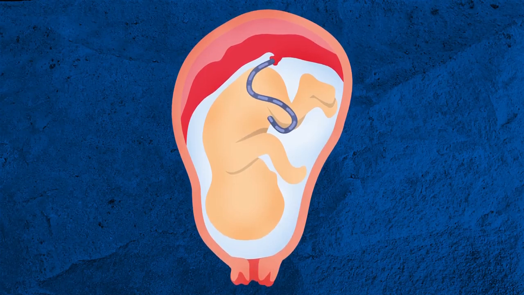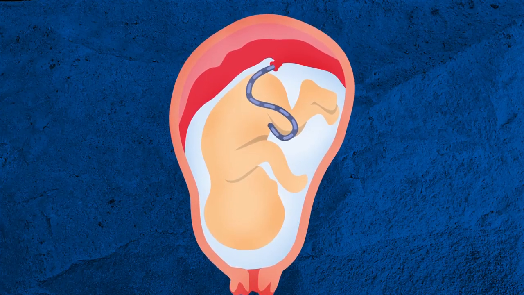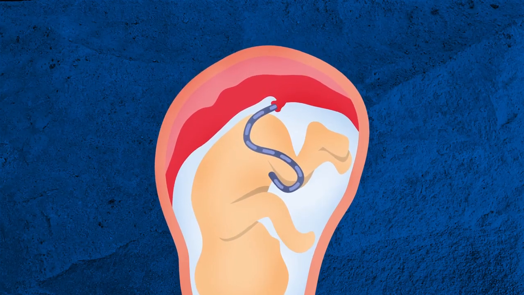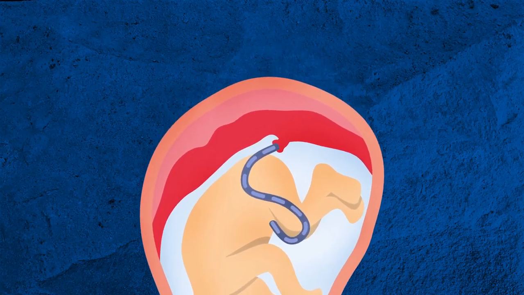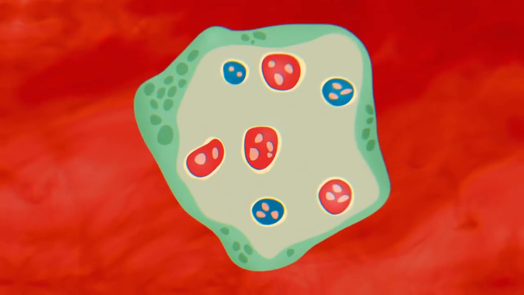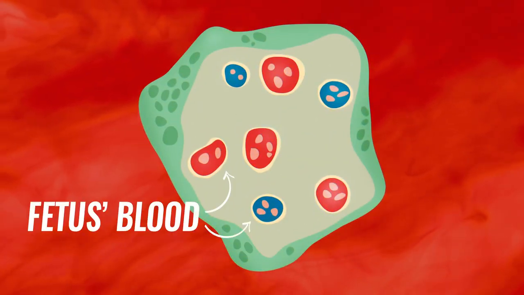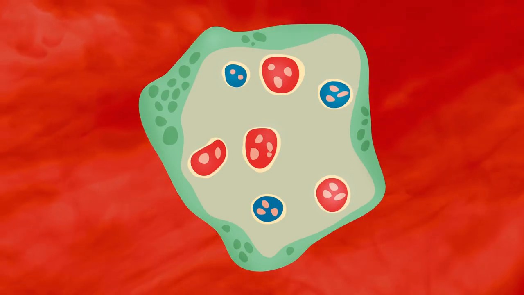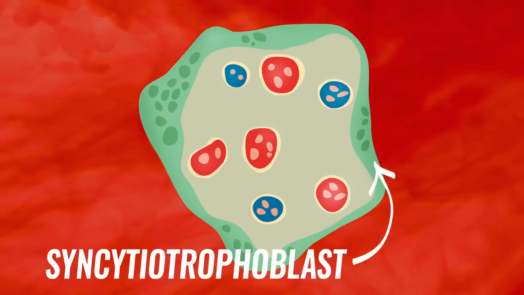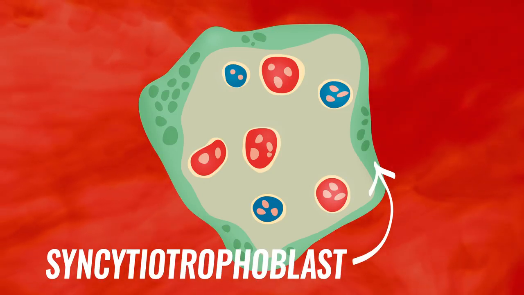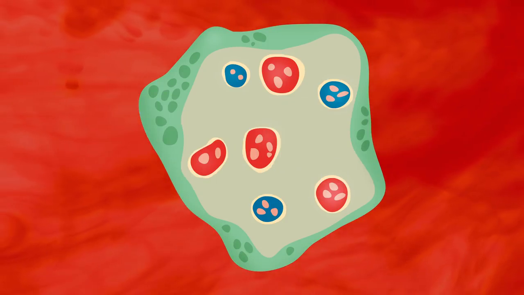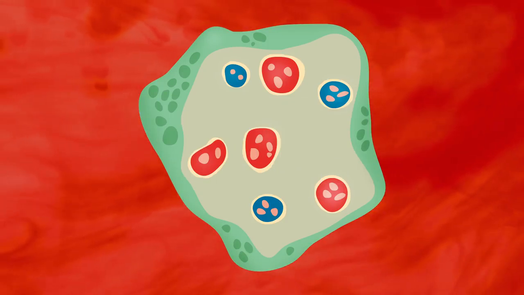The placenta is an organ connecting the developing fetus and the mother inside the womb. The fetus's blood flows through the umbilical cord to the placenta, where only a thin lining of tissue separates the fetus's blood from the mother's blood. Outermost on this very thin tissue layer is the syncytiotrophoblast, a layer of cells fused together via syncytin 2 protein. Syncytin 2 is the name we have given to the domesticated ENV gene in our genome.